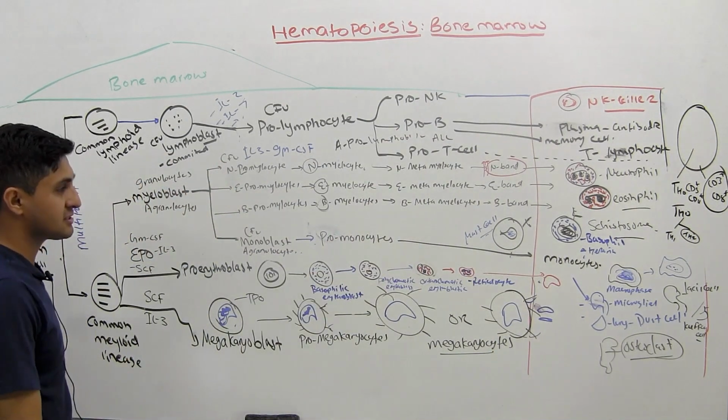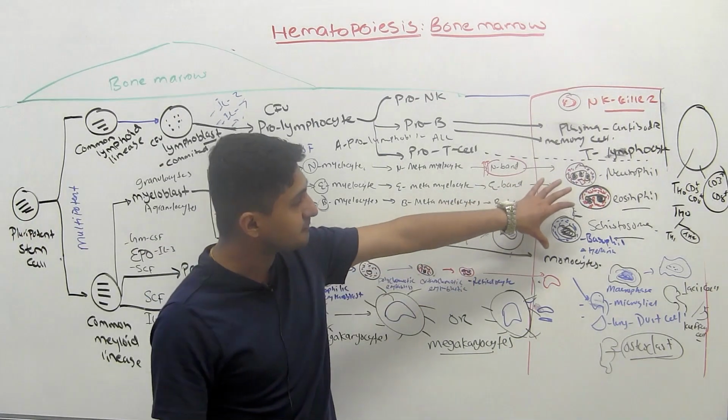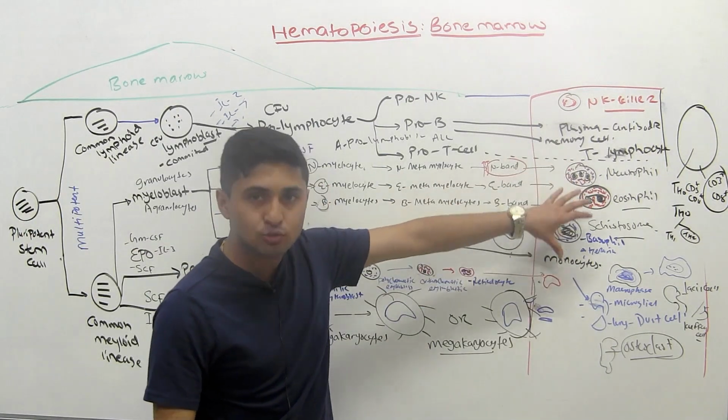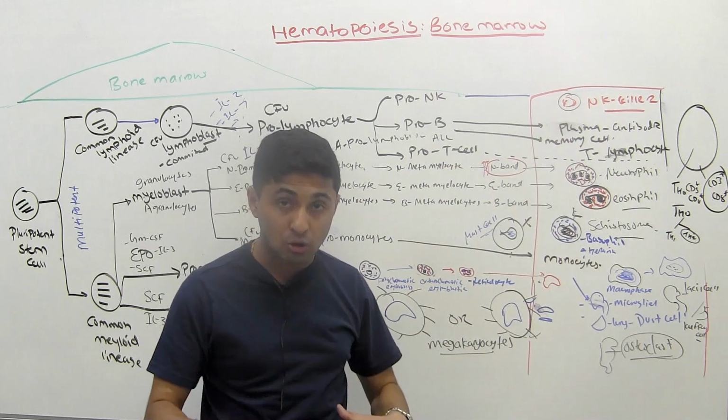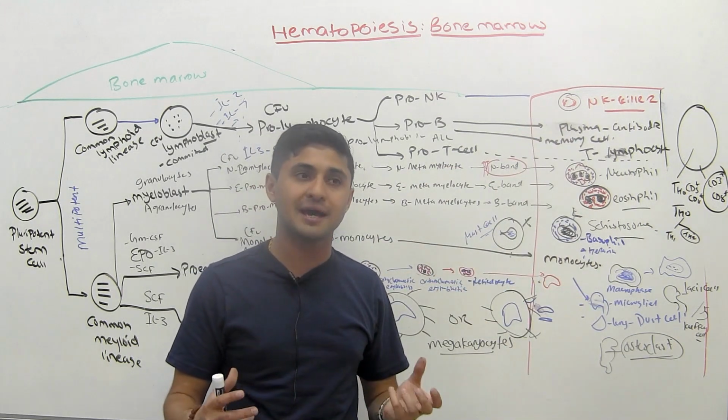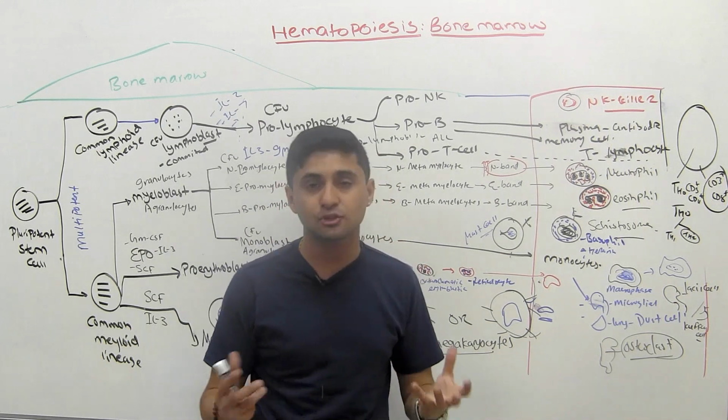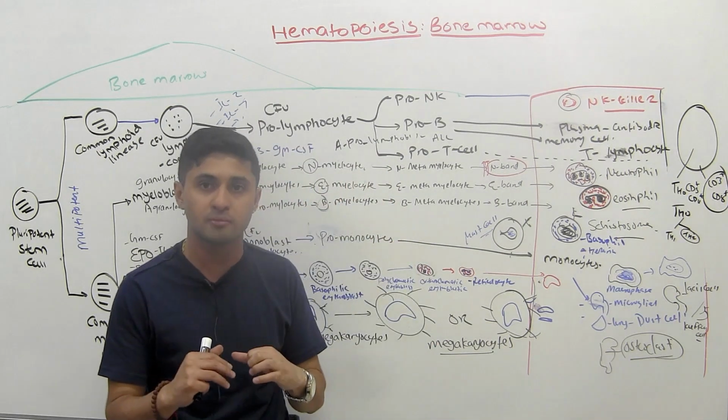If somehow the production of red blood cells, white blood cells, and also your platelets is low, then we call that pancytopenia. Penia means a low number, okay?